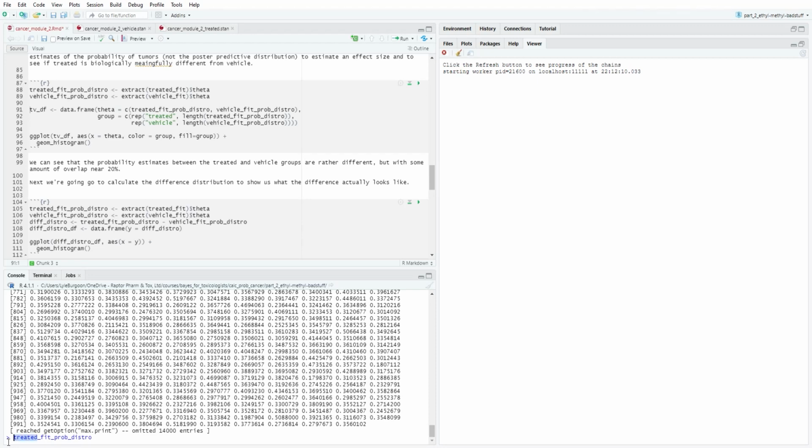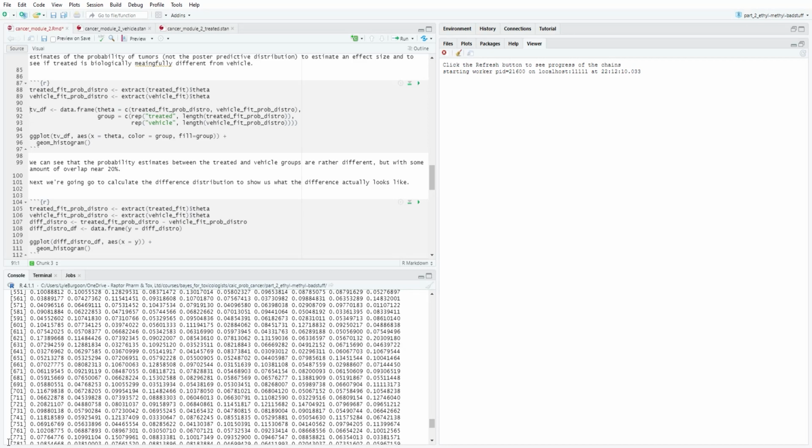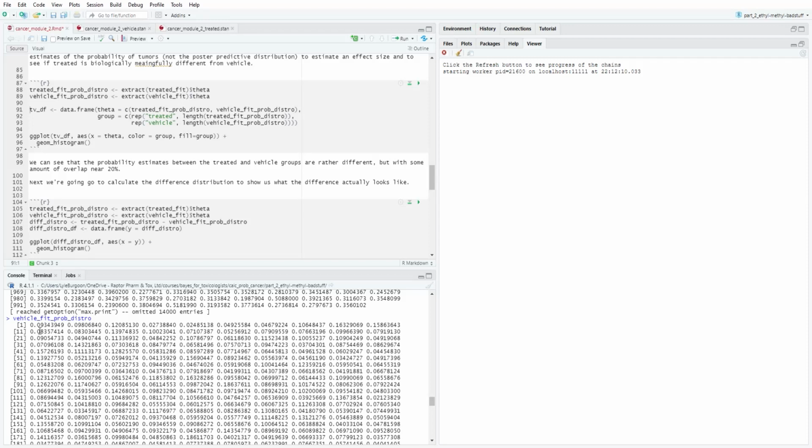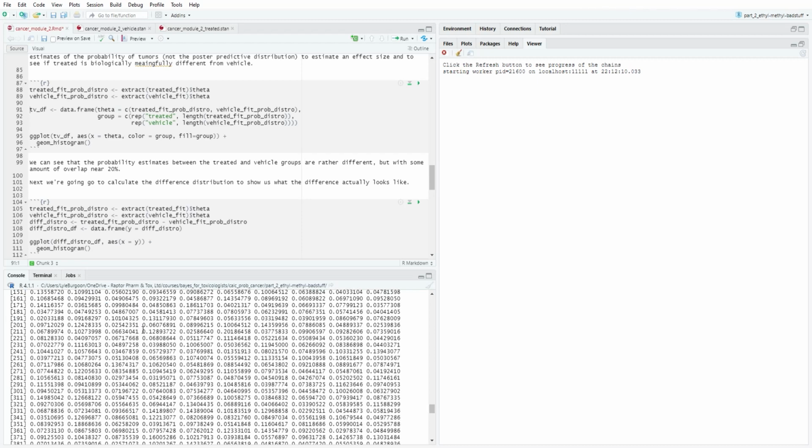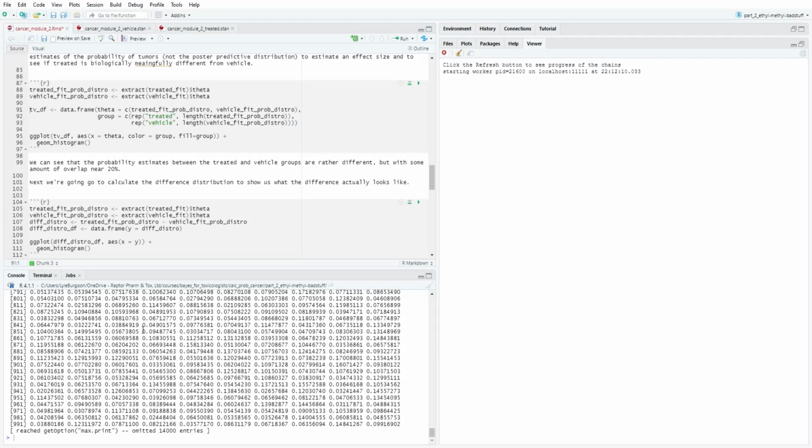Guess what? Vehicle fit prob distro looks exactly the same. 15,000 wooden blocks. The far left one, though, has a different number on it. It has 0.09343949. The one just to the right of it is 0.09806840. And then the one next to it is 0.12085130. Man, this is fun. I could just keep reading these numbers all day. But I'm not going to, because we got to get back to work. So that is how I envision a vector.